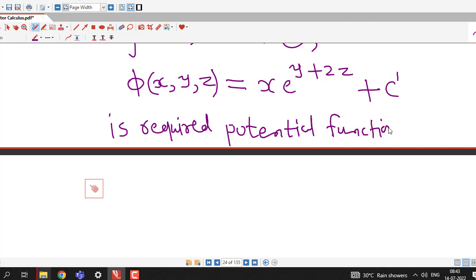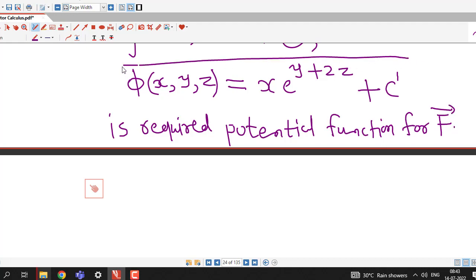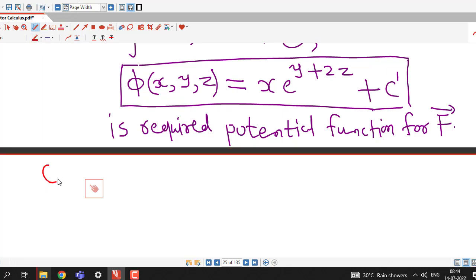Potential function for given vector field f bar. So this is the answer to our question. If you find out gradient of this scalar function phi, you must get this vector field f bar. So you can cross check your answer also.